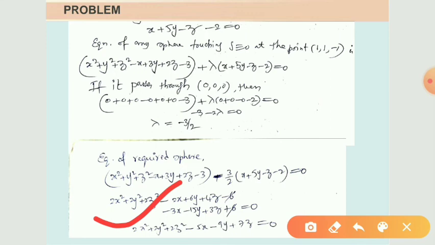This is the procedure we have to follow in such type of problems.